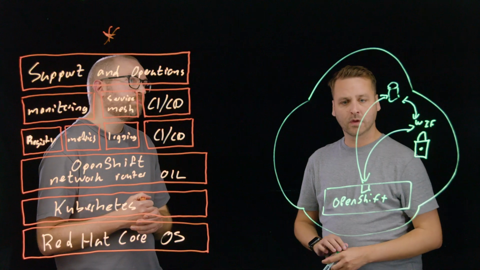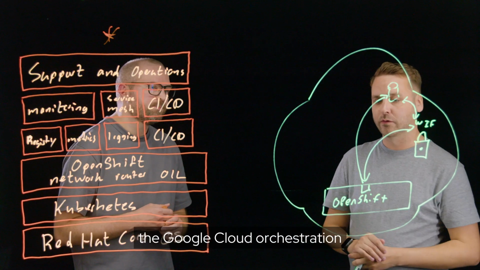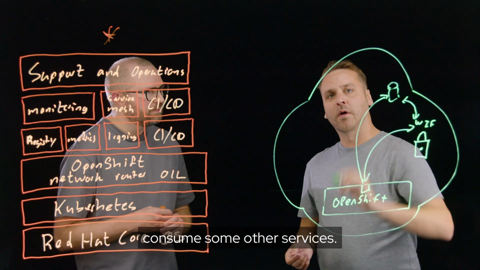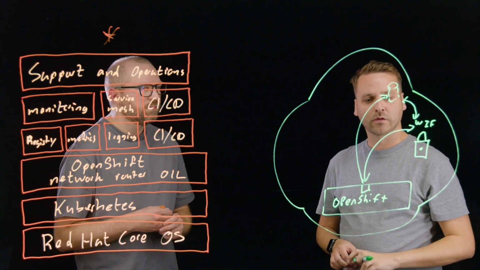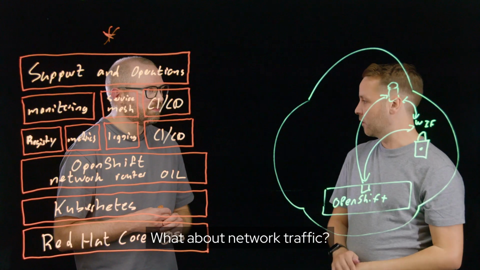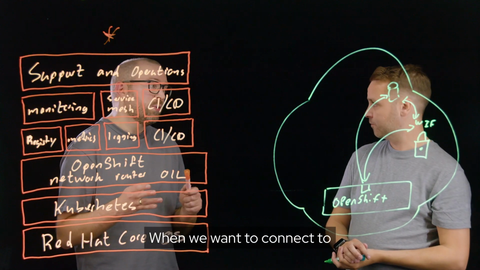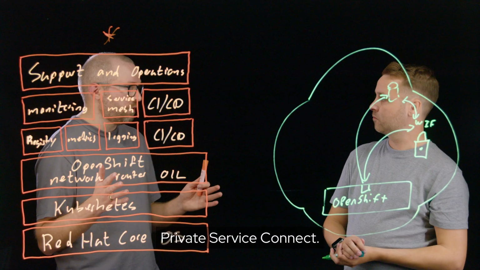That's great. Well, tell me a bit more. What else can we do within the Google Cloud orchestration system, right? Yeah. So if I wanted to consume some other services, so this is identity and authentication. What about network traffic? Is there anything that we can do here to keep things nice and secure? Yeah. When we want to connect to something outside of our GCP project, we can use Private Service Connect.